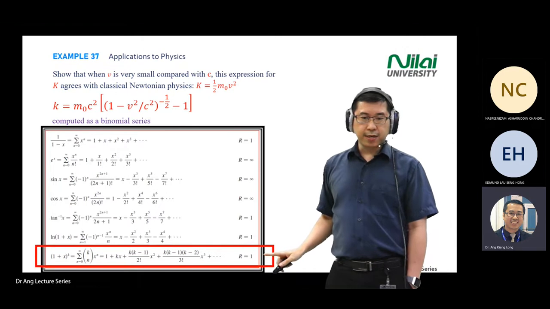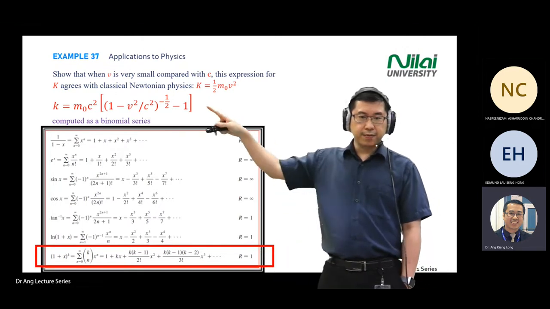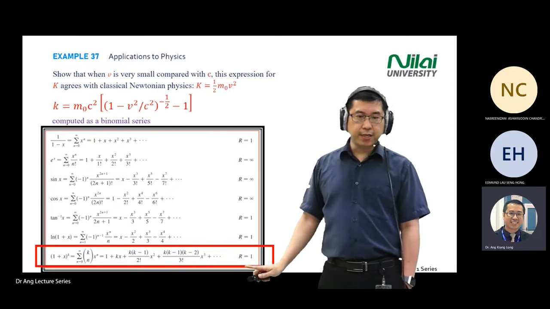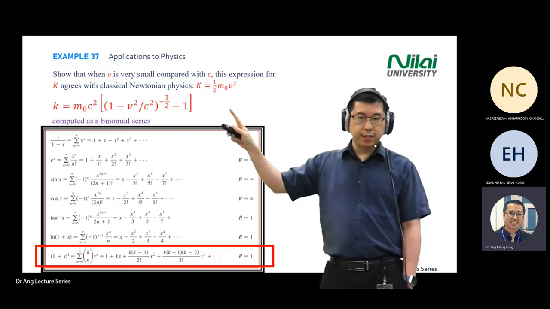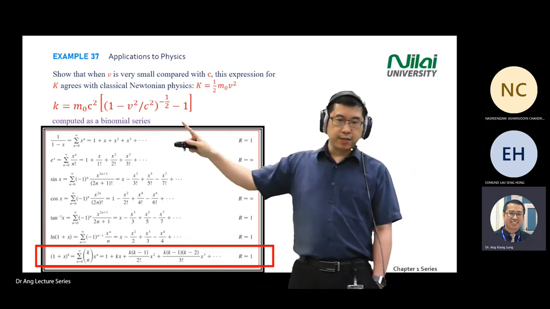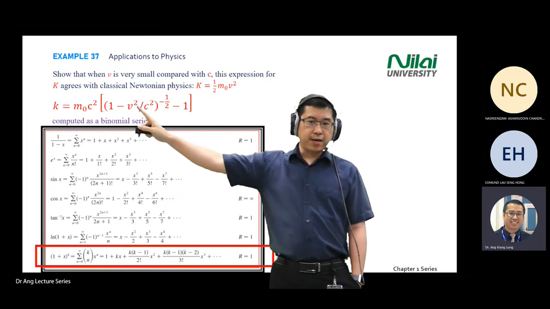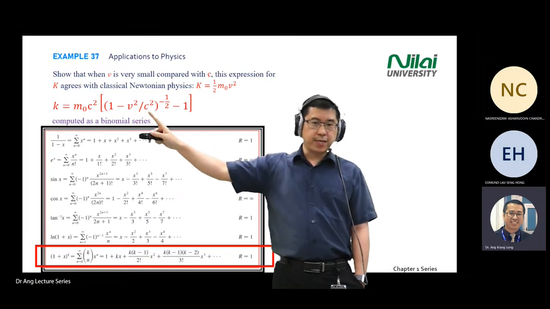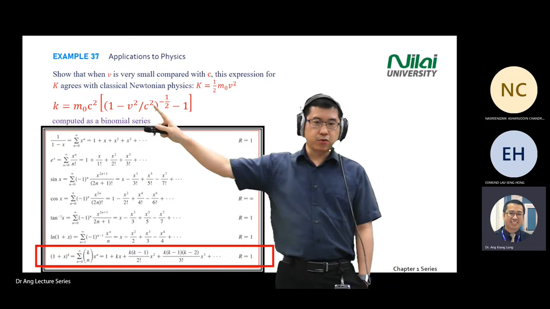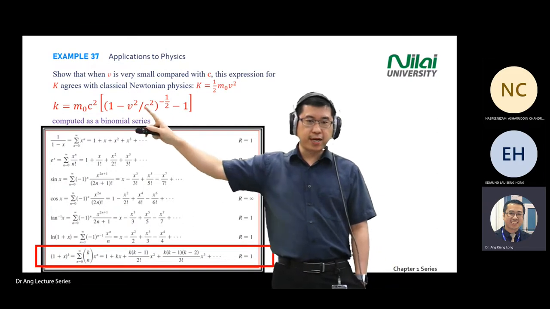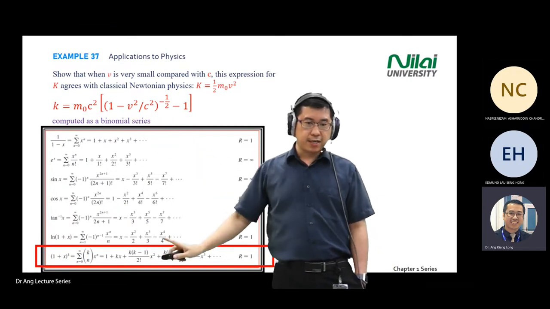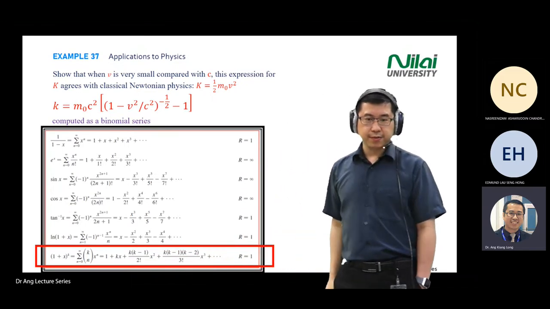Basically it's the last one, the last equation. If you see this one and this one, they have some similarity there. Okay, you see this one? 1 minus v squared divided by c squared. This basically is the x squared in the pattern of x squared. So this one is the same as this one.